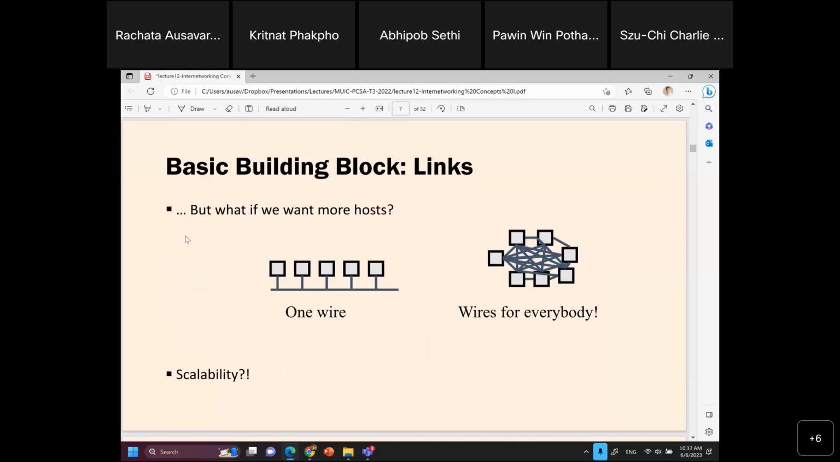And one way you can do it, you have one wire that connects to every machine. What's the problem here? Flow. Why? Well, I mean, think about it this way, right? Yes, and yes. So whatever everyone says, yes.